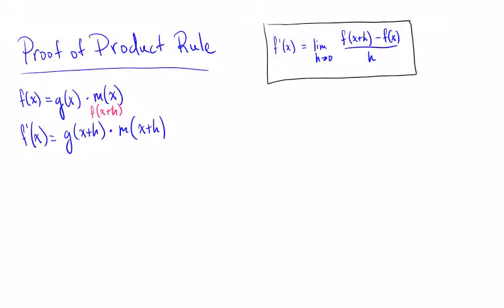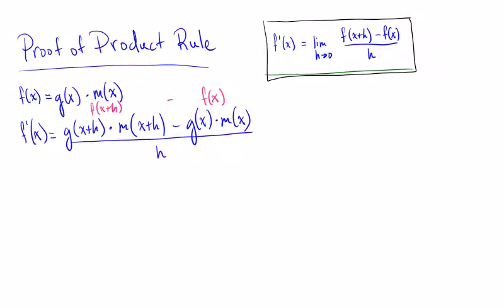And then next, I'm gonna subtract f of x, and f of x is just this right here, right? It's just g of x times m of x. So this is f of x. All right, so that's f of x plus h minus f of x, and then it's all over h. All right, so no big deal, right? So that's basically what it looks like when we just plug everything in into the limit definition of the derivative.